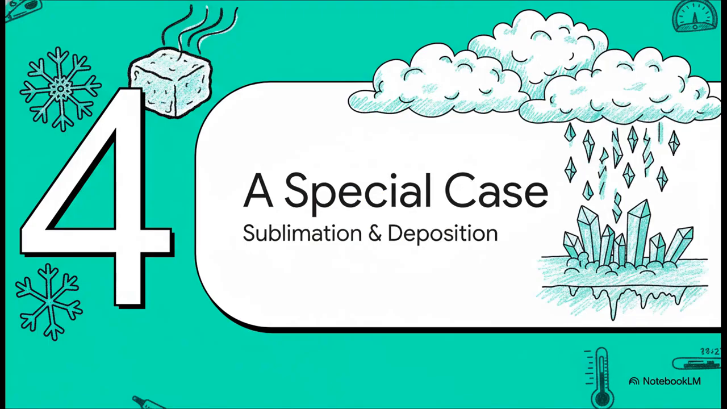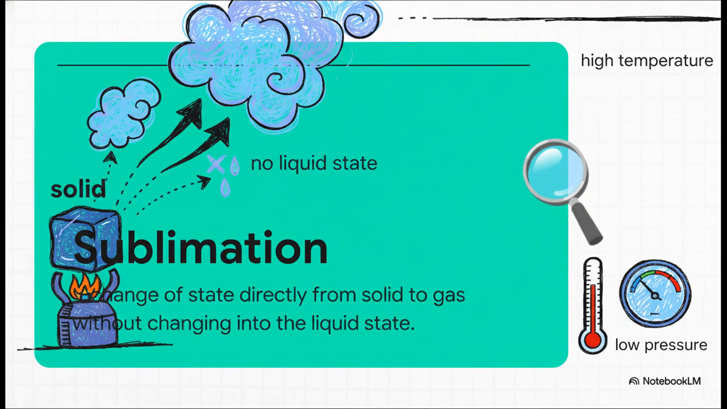Now, we usually think of the states of matter changing in a sequence, solid to liquid, then liquid to gas. But nature has some shortcuts. Let's talk about a fascinating process where matter can jump a step, in what we call sublimation and deposition. First, let's talk about sublimation. What is it? Sublimation is the change of state directly from a solid to a gas, without becoming a liquid first. Let's just pause on that. It goes straight from a solid into a gas. It completely skips the liquid phase.